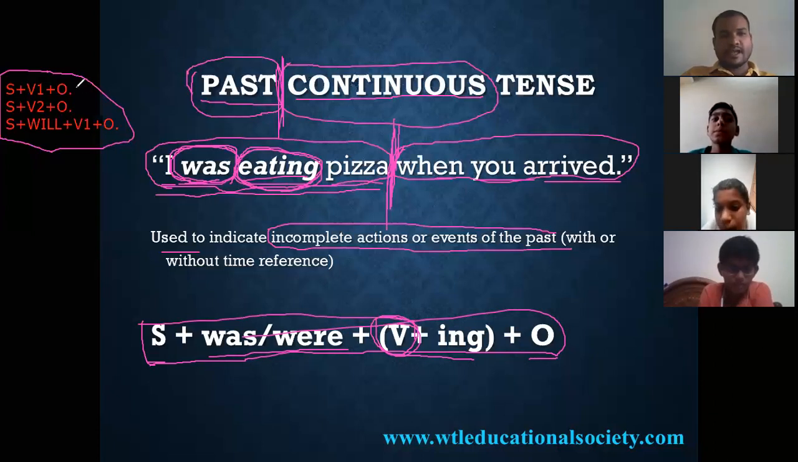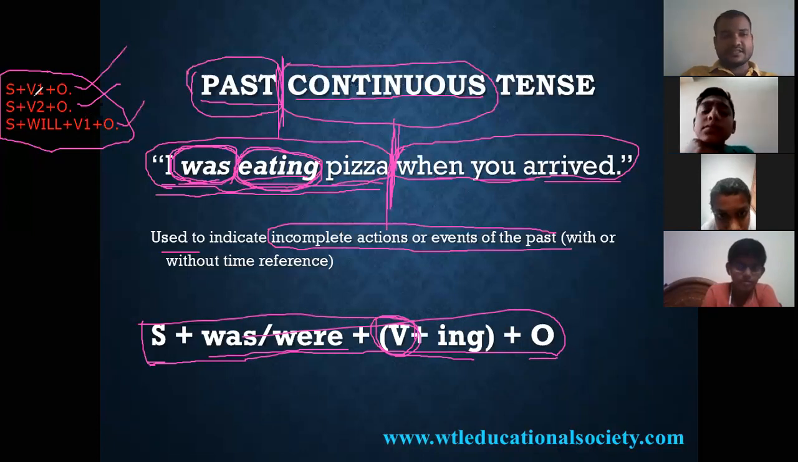So, as we discussed just now, simple present tense: subject plus V1 plus object. Simple past tense: subject plus V2 plus object. Simple future tense: subject plus will plus V1 plus object. Right? So if you observe here, there is no helping verb, correct? Yes, sir.